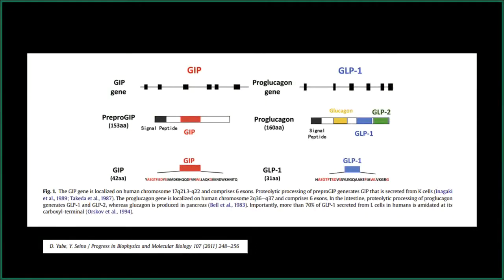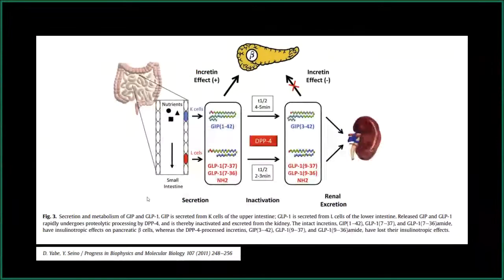So GIP and GLP are from two separate genes. GLP comes from the proglucagon gene, and at two different sites, like in the pancreas, the proglucagon gene will make glucagon and glucagon-like peptide 2, and in the intestine you'll get GLP-1. Whereas in the intestine you have the GIP gene, which will make GIP. So these are two different genes made from two different sets of cells.